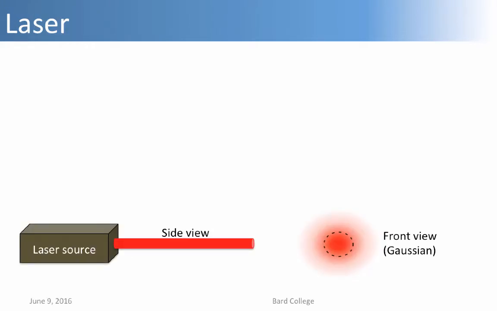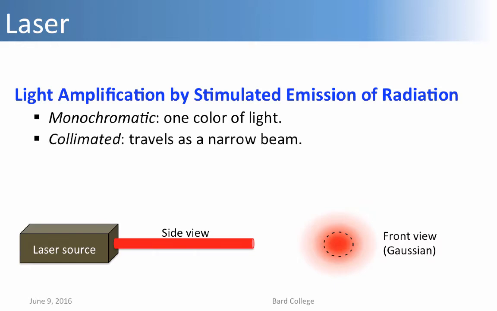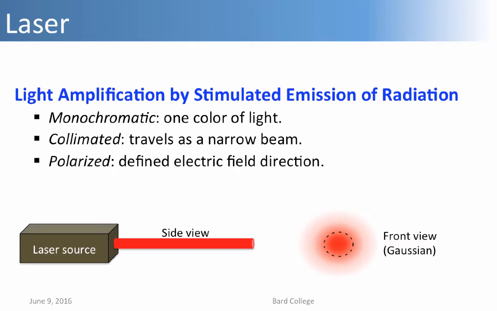Introduction again to laser. Laser stands for light amplification by stimulated emission of radiation. And to get into more detail now, monochromatic we studied last week. We saw that the laser, the helium-neon laser, is basically one color with a little bit of a line width. And the laser travels as a narrow beam. What I can tell you right now is that the laser does not stay the same size. It expands as it travels.